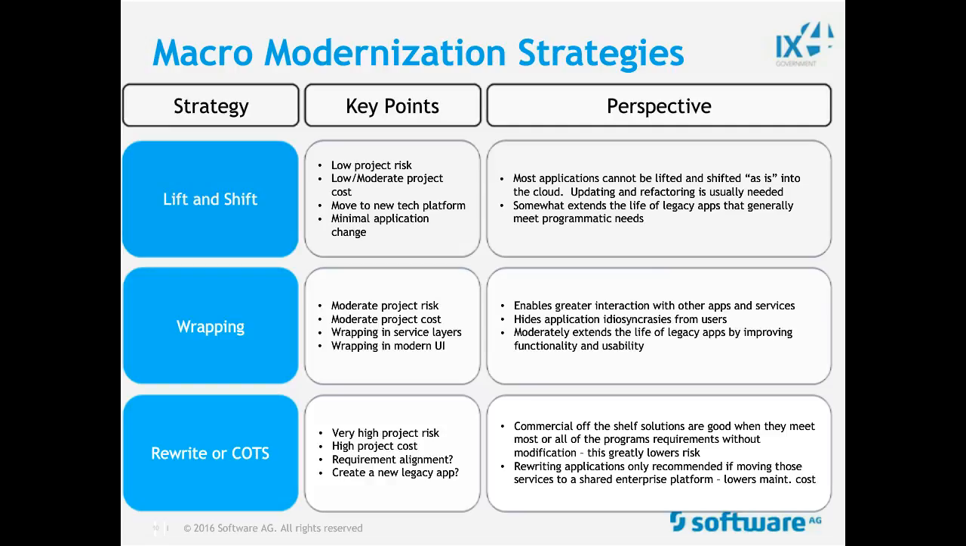The next strategy I've listed here is wrapping. Now, this approach takes a legacy system as it is and focuses on wrapping it with service layers that can then plug into a service bus. This approach enables greater interaction with other systems, allows for web and mobile development, and offers a generally improved user experience. This architecture also promotes reuse and agile high-level process changing.